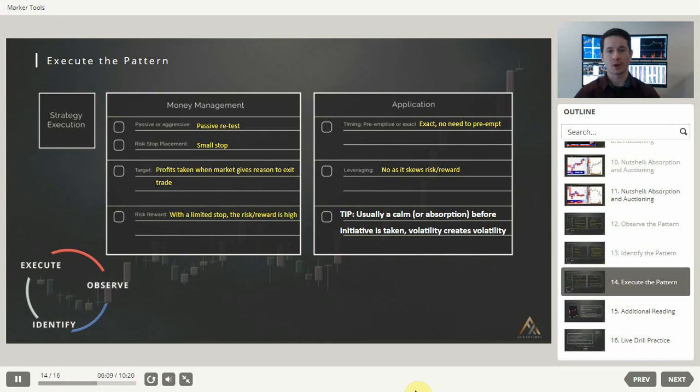Once you've focused on the money management side, you then move on to the application side. This is crucial. Application is all about how you execute.